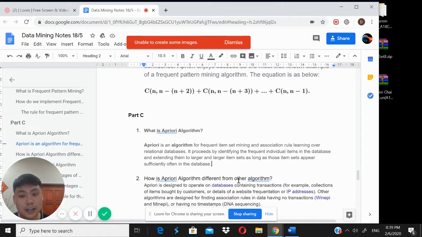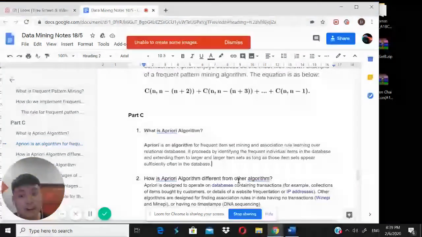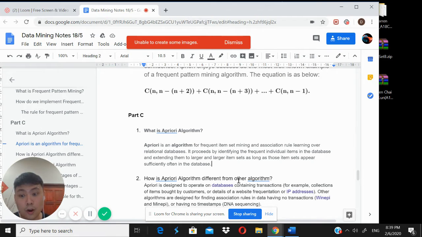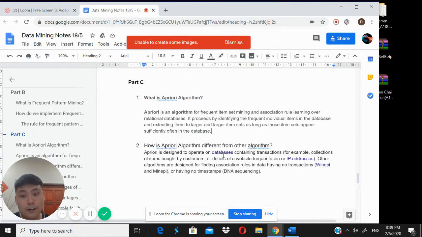So the difference is that the a priori algorithm always extends the data sets until it reaches sufficient occurrence. And it also applies back the association rules to find the relationship between people who buy phones and people who buy the phone accessories. So we'll go for how the a priori algorithm is different from other algorithms.